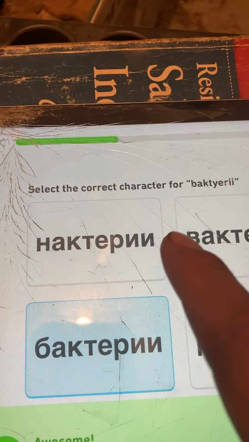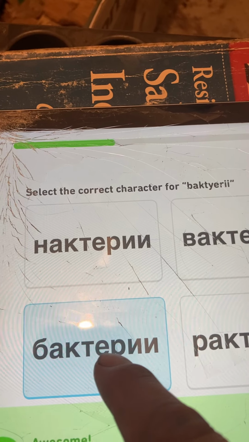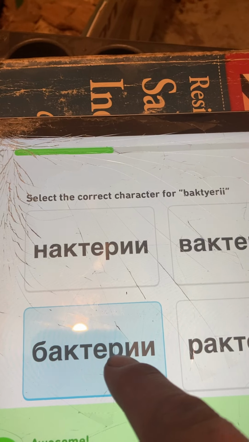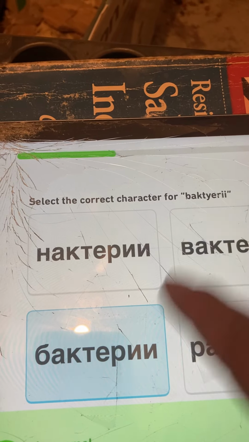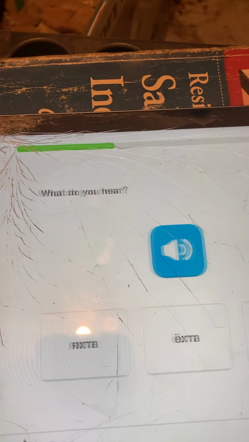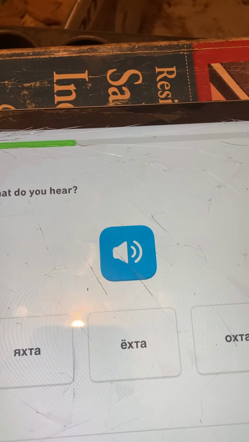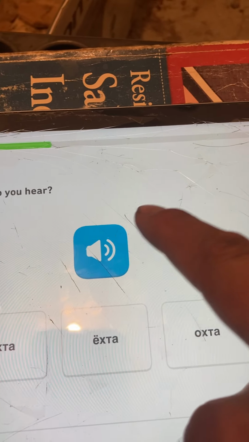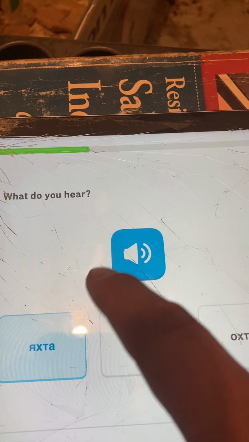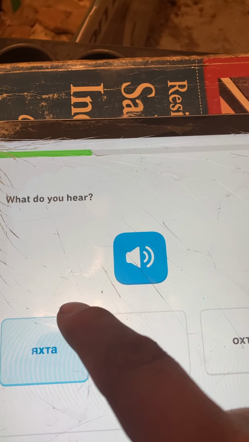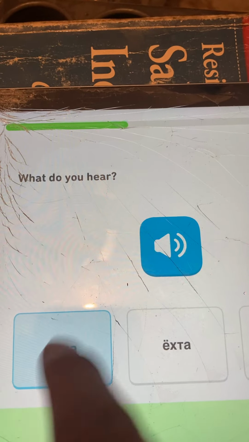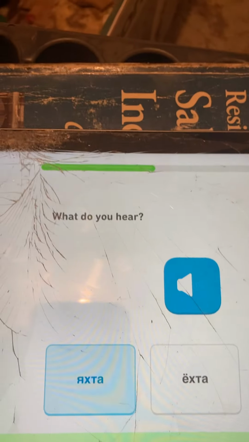The T is a T. This one's different. When you see a straight E, it's pronounced ye, Y-E. The P is different. It's an R in English. And the backward N's are I's in English. Yachta. Amazing. Yachta, it sounds like she's saying.